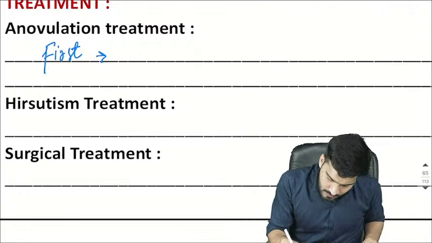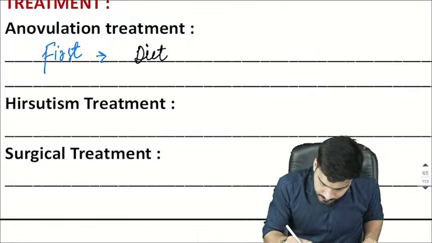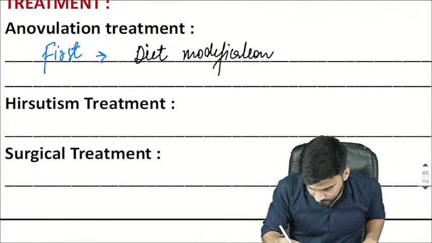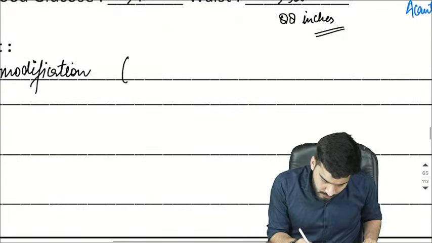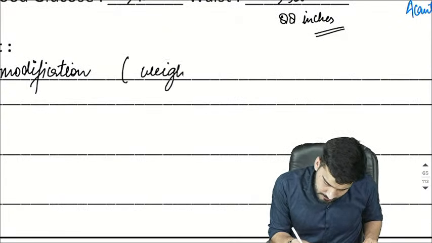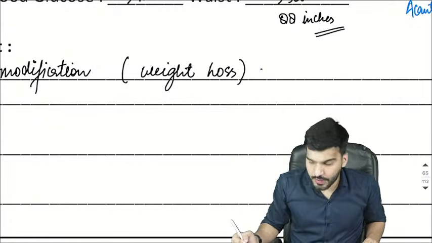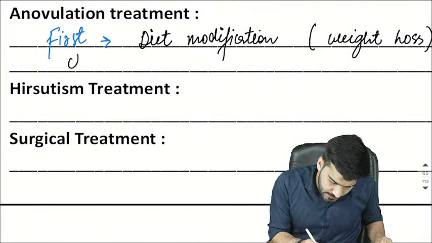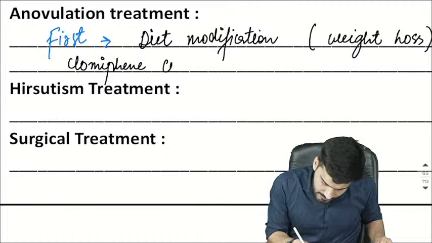first you can mark, sir, diet modification, followed by that you can write weight loss. Then what can be the other drugs? So we can give clomiphene citrate.